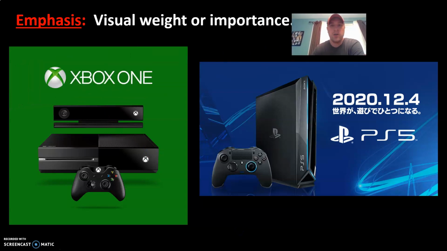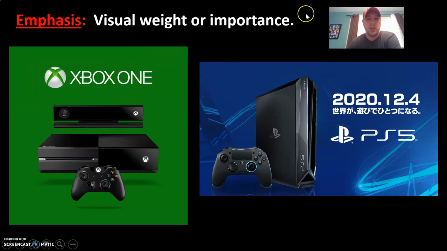All right, visual weight or importance is emphasis. So here we have two images. They're video game consoles, PlayStation, Xbox. I think some of you guys may really enjoy these. When you emphasize something, it has visual weight, meaning the placement, the size, the color, all these things can make something more important. If I were to raise my voice and scream right now, I'd be emphasizing my voice, but I'd probably scare a bunch of you away from this video.